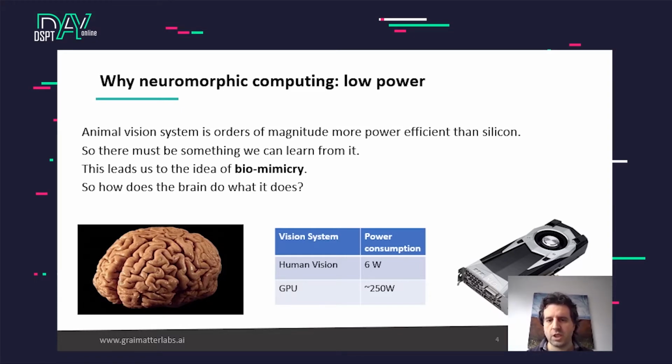So the human brain spends about 6 watts of power to process vision. A GPU will process in the order of 250 watts. So we want to try to understand how the brain works, because we actually can gain a lot in terms of power consumption from it. So how does the brain do what the brain does?